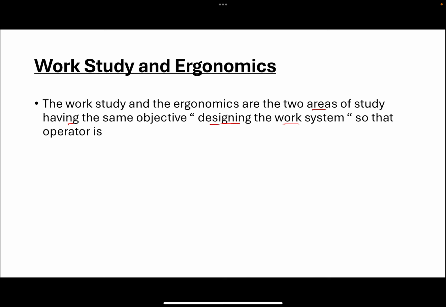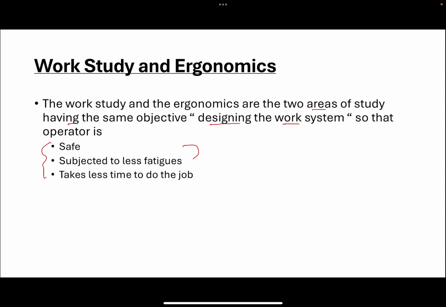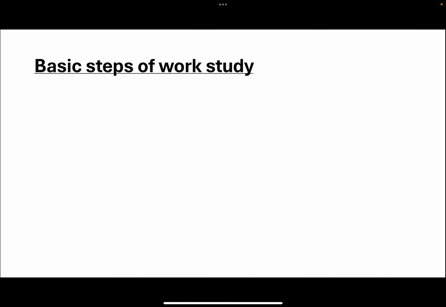That is another important field of industrial engineering. So work study and ergonomics are almost the same. That means we are basically designing the work system so that it should be safe, subject to less fatigue, and take less time to do the job, etc. So both ergonomics and work study have almost the same objectives.